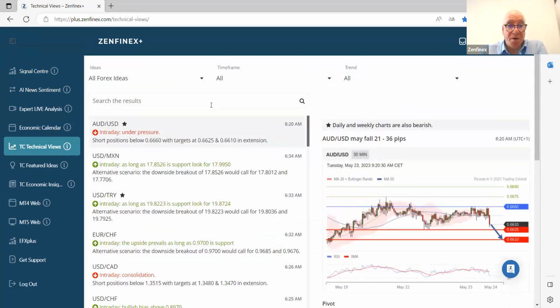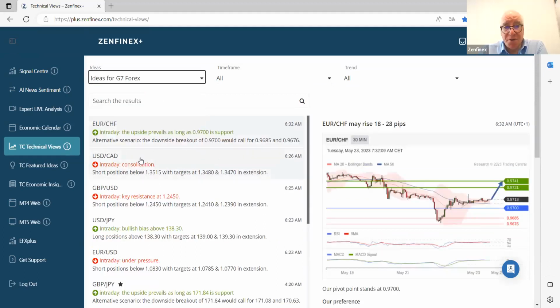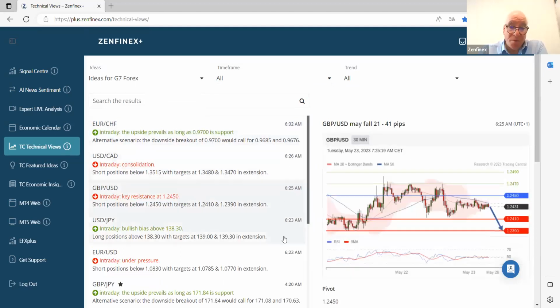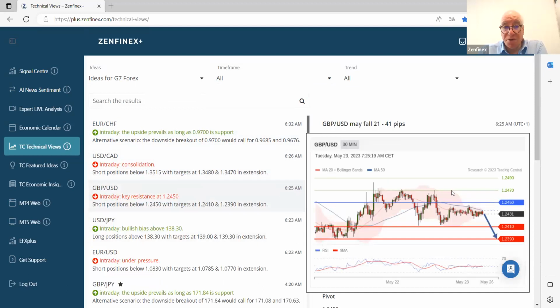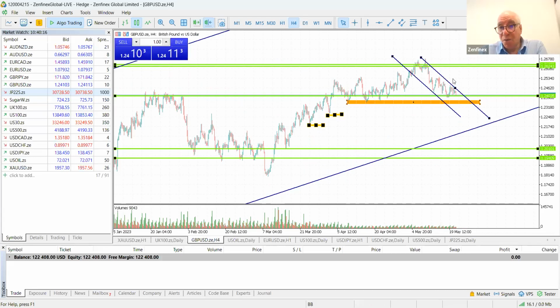And the technical views, you can see here if I just select the G7, so we're only looking at the major currencies, we're seeing that the British pound is showing some weakness. Remember, when we looked at our charts, we were coming up with the same conclusion. Let's just double check. Let's have a look at our charts again. The British pound. Although we have weakness, we have got levels that we need to be careful of.